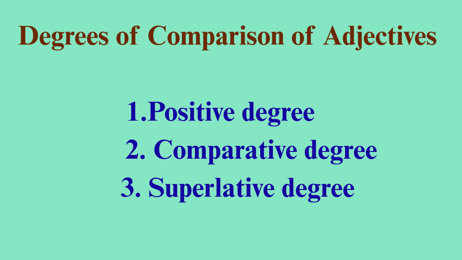Positive degree is used when no comparison is made. Comparative degree is used when two persons or things are compared. Superlative degree is used when more than two persons or things are compared.